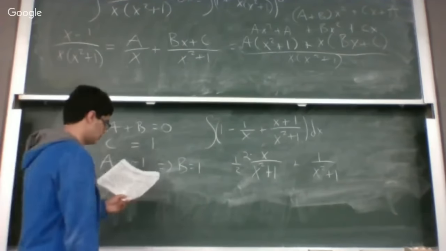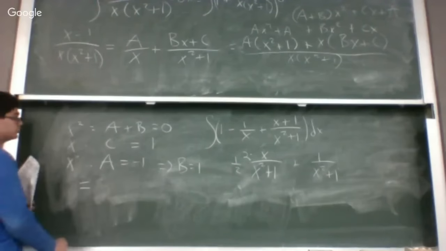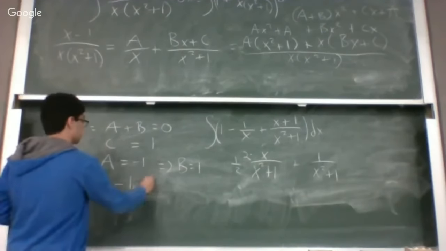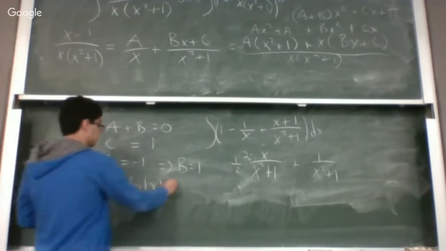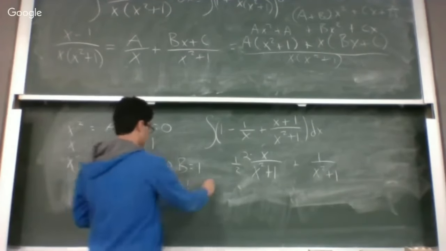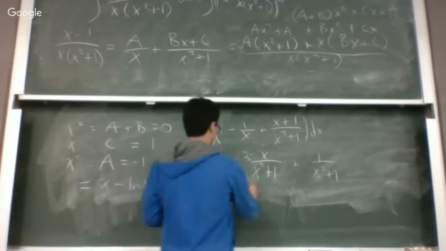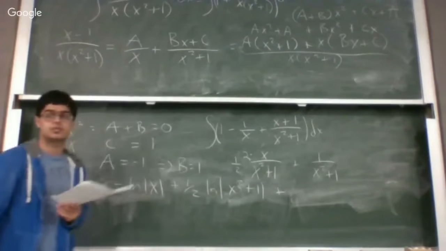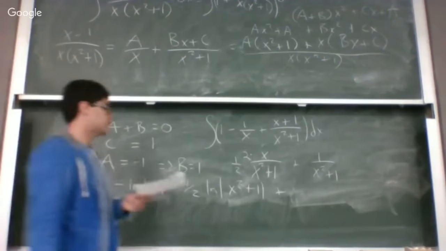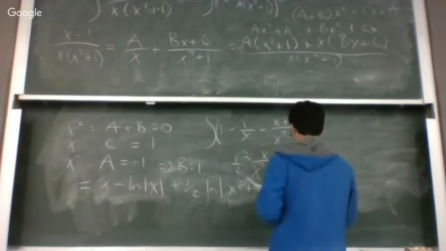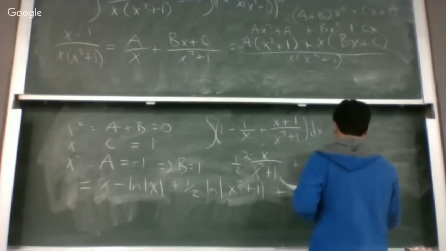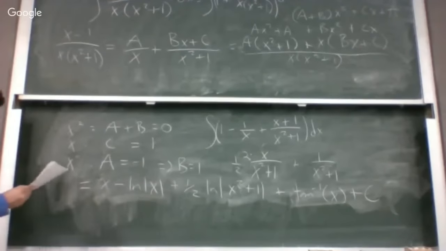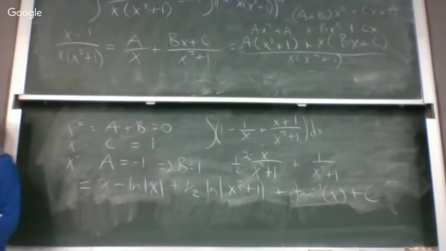Okay? And then if you guys can read this, we'll have the integral equal to x minus the natural log of the absolute value of x plus 1/2 times the natural log of the absolute value of x squared plus 1 plus, what's the integral of 1 over x squared plus 1? Inverse tan of x plus c.